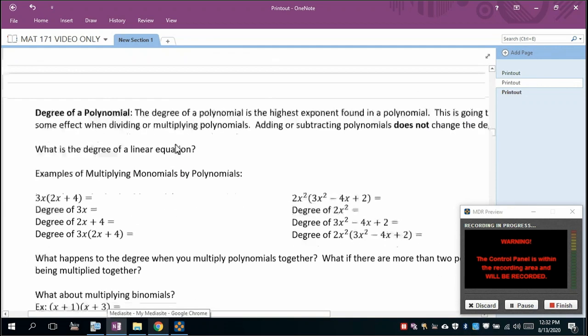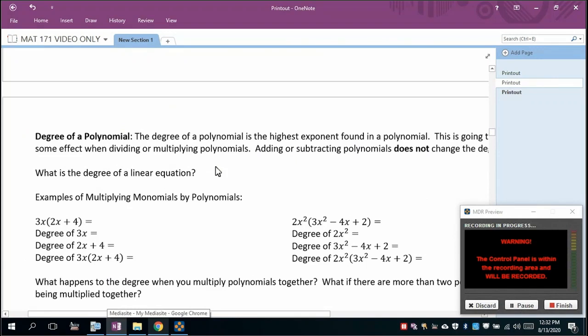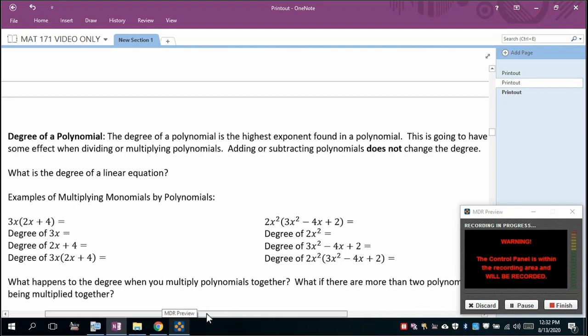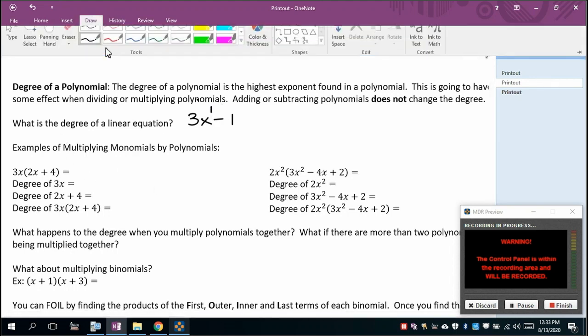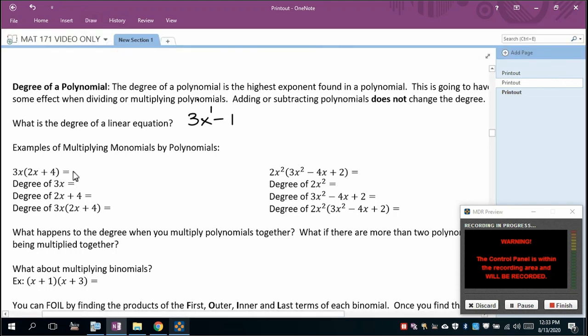Now, degree of the polynomial happens to be the highest exponent that is found in a polynomial. It's going to have an effect when we divide or multiply polynomials. So the degree of a linear equation is going to be 1, like 3x minus 1. It's the highest power of x. So what happens here is 3x times 2x plus 4 is going to become 6x squared plus 12x. Now, the degree of each of these is 1. The degree of the product is 2.